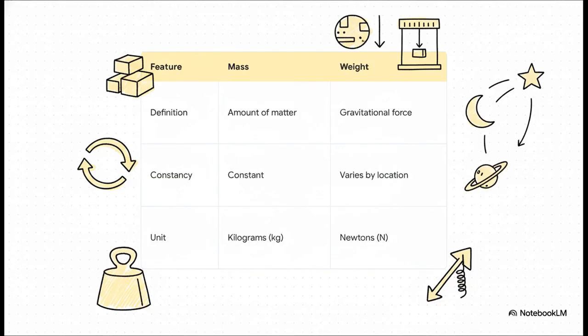Okay, let's break this down. Mass is simply the amount of stuff an object is made of. We measure it in kilograms, and here's the key. Your mass is constant. It's the same on Earth, on the Moon, on Jupiter, anywhere. Now, weight is a totally different story. Weight is a force. It's the pull of gravity on your mass, and we measure it in newtons. And because gravity is different in different places, your weight actually changes depending on where you are.